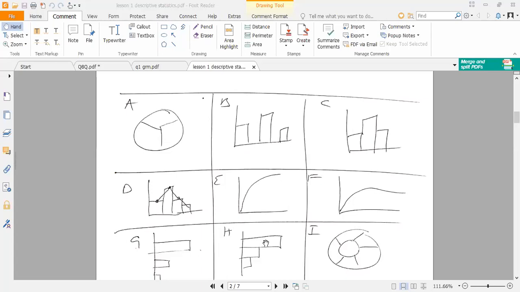It looks like a pie chart. A is a pie chart, yes. B? The bar graph, maybe? Yes, the bar chart or bar graph, yes. And C? I'm guessing histogram. Yes, the histogram, correct. And D, the line, the midpoint.